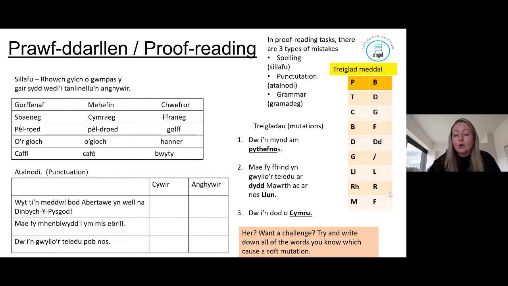Okay, o'r gloch, o'r gloch, hanner. Now these are words which are commonly misspelt. Okay, so I'll give you hanner munud now to write any of the other misspelt words in the chat, and then we'll go on to the punctuation.